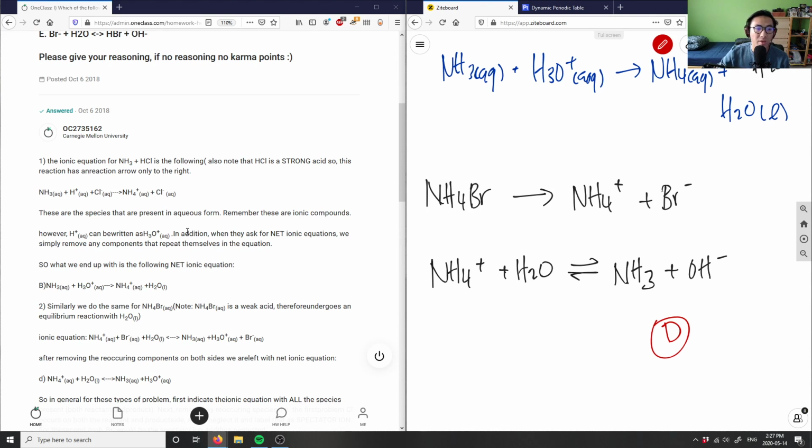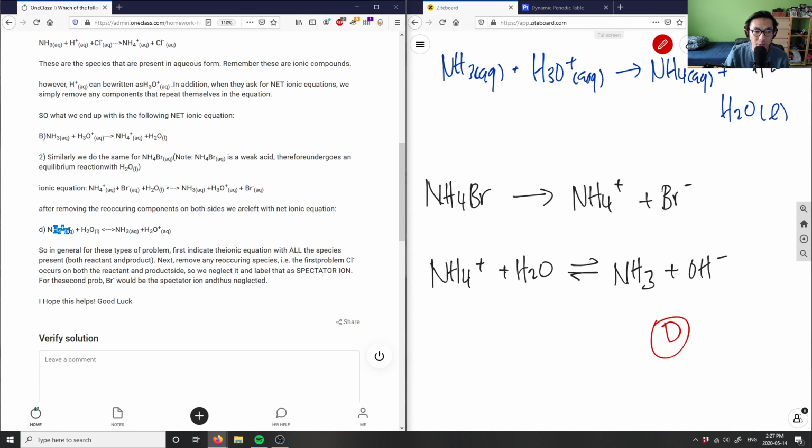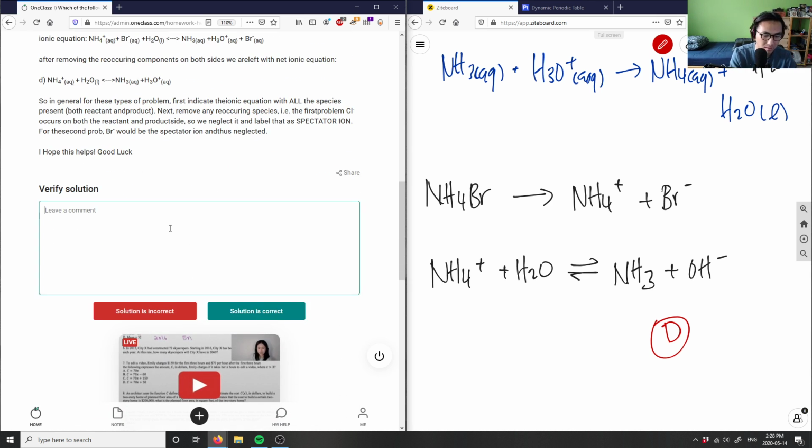And I believe they got the same question as well. The ammonium ion plus the water would give me ammonia and acid here. So this solution is correct. And again, Br minus is a spectator ion and is neglected, so they wrote that as well. So the solution here is correct. Good analysis as well.